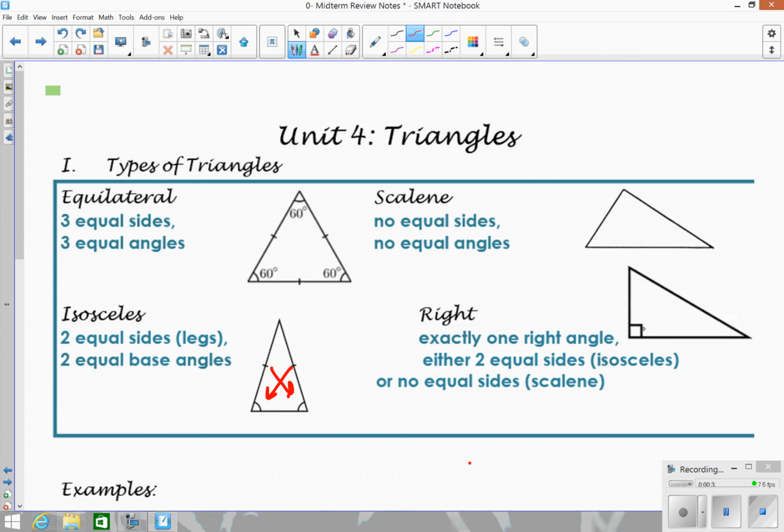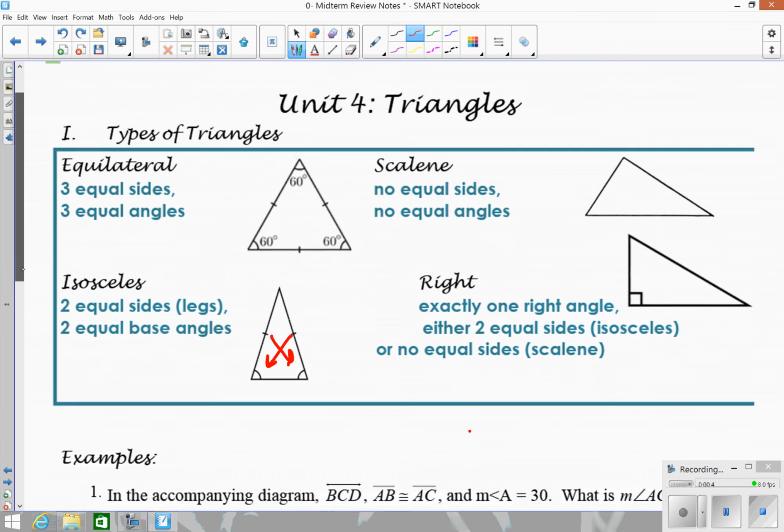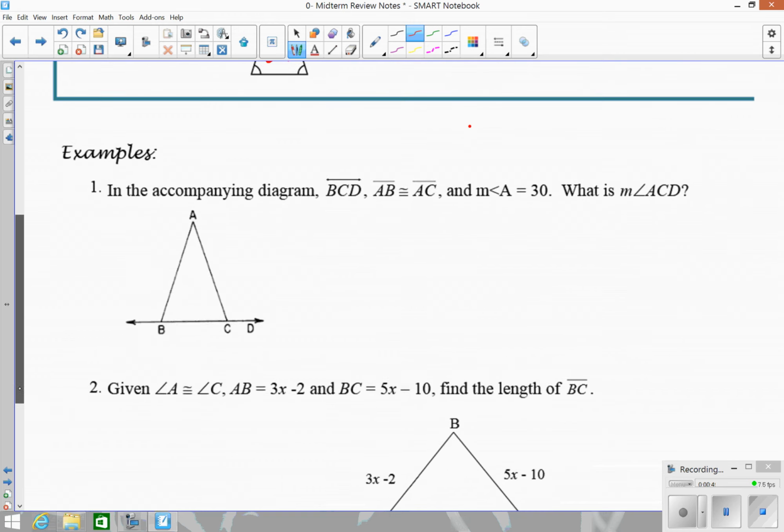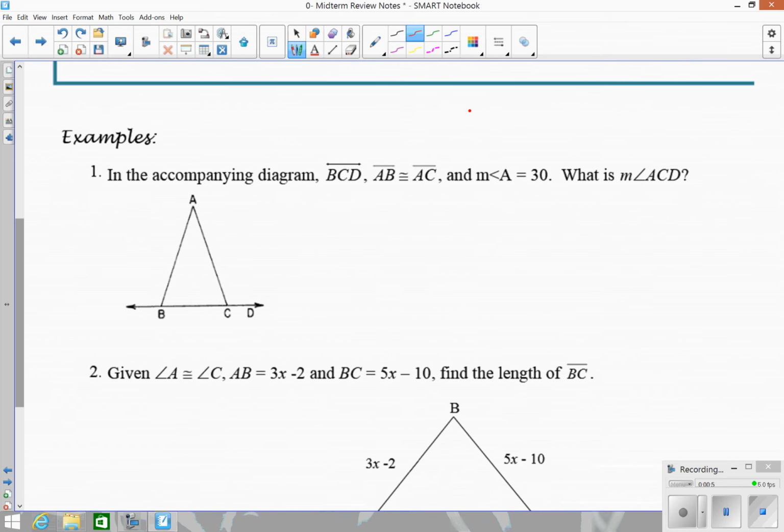Right triangle means you have a right angle in the triangle, and it can either be isosceles or scalene. So with a right triangle, you could have 2 equal sides, which would make it isosceles, or you could have all 3 sides not equal, which would make it scalene. So down below, using the different types of triangles, let's go ahead and solve these problems.